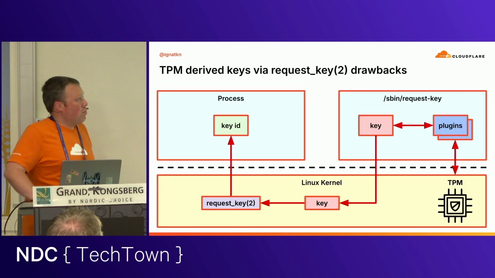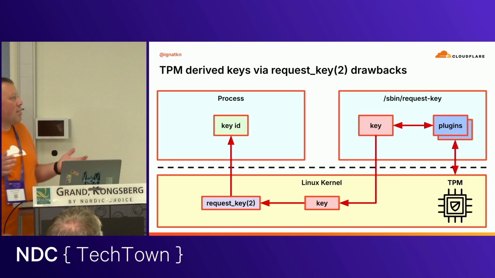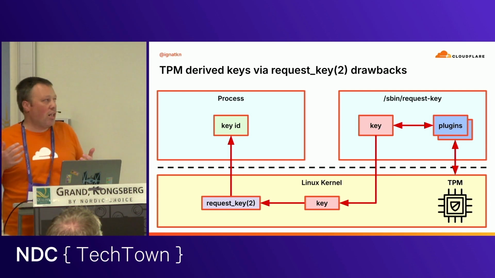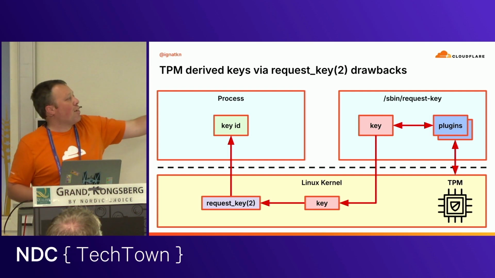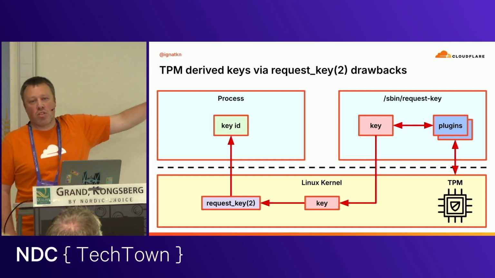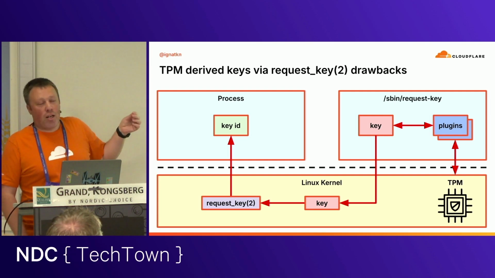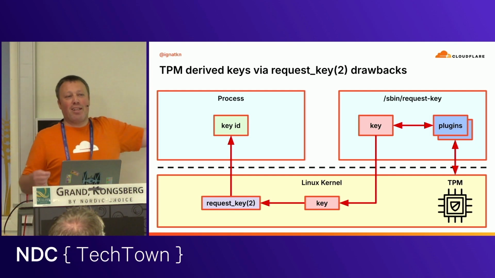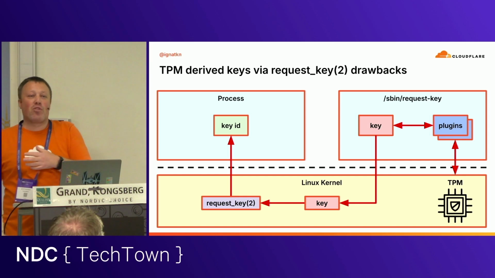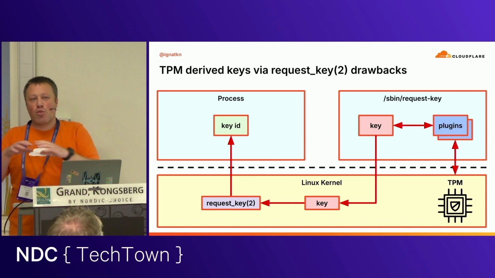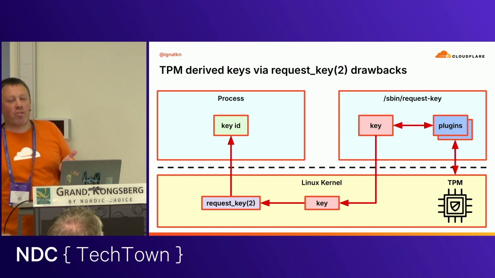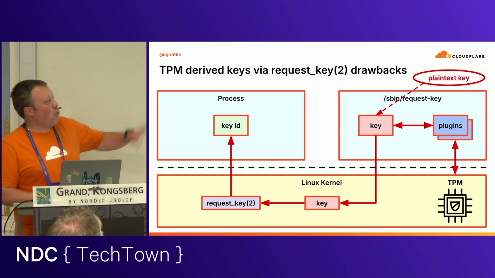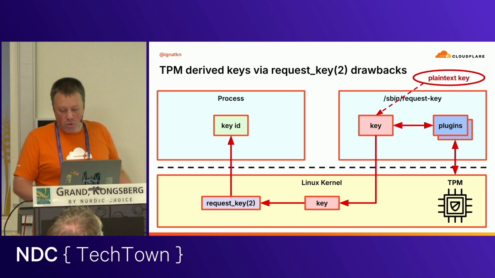The only downside in this architecture is that with this user mode helper, there is still a point in time where the key is exposed to user space, right? It's much better now, because it's not exposed to my main process address space. It's exposed to some other process address space, and as bin request key is usually self-contained and not network facing. But what if we can do better? What if we can remove that plain text key from user space altogether?